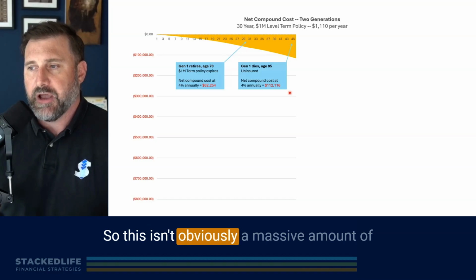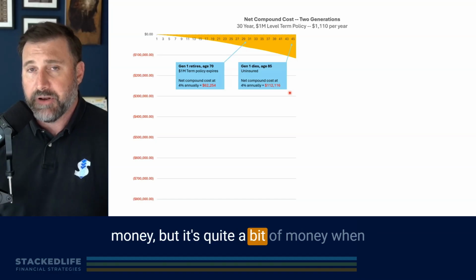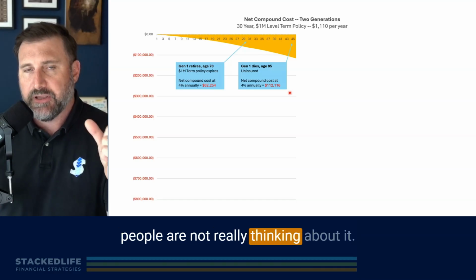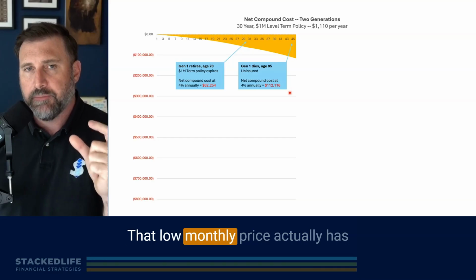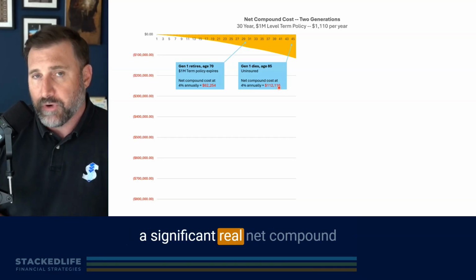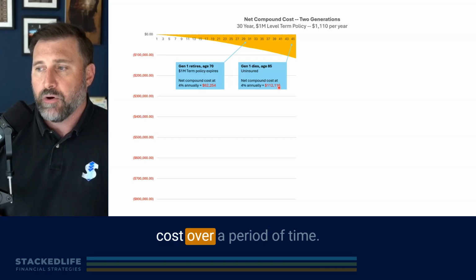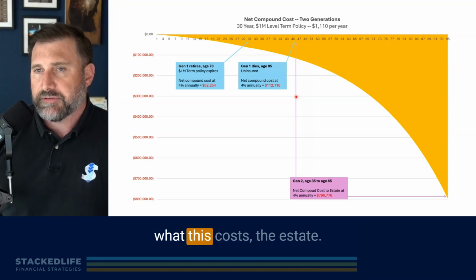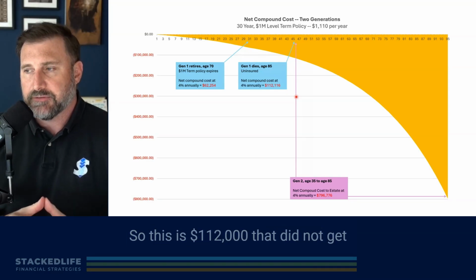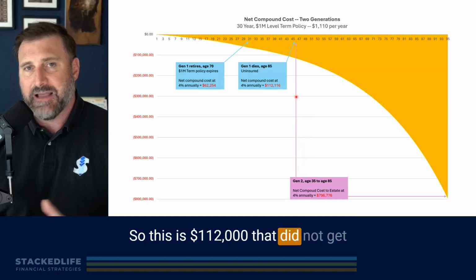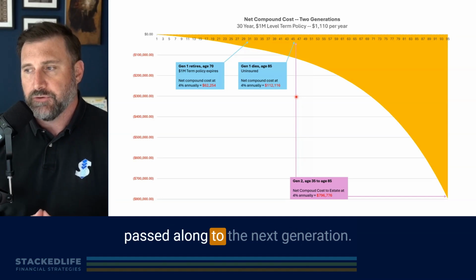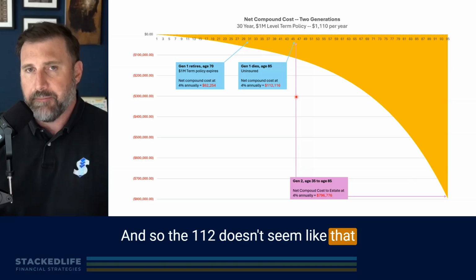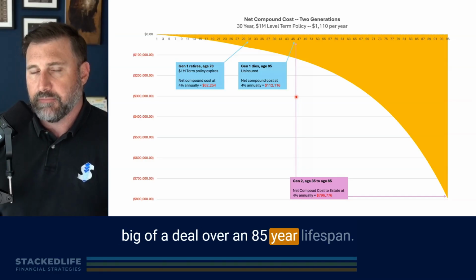So this isn't obviously a massive amount of money, but it's quite a bit of money when you compare it to the term price, where people are not really thinking about that low monthly price actually has a significant real net compound cost over a period of time. And if we take a look at what this cost the estate, this is $112,000 that did not get passed along to the next generation.